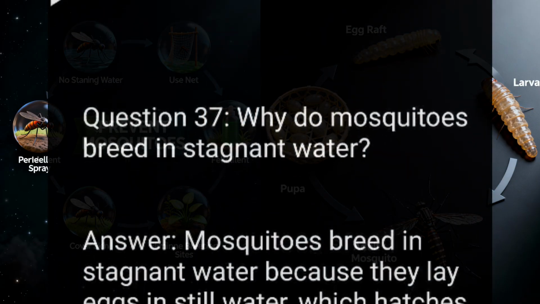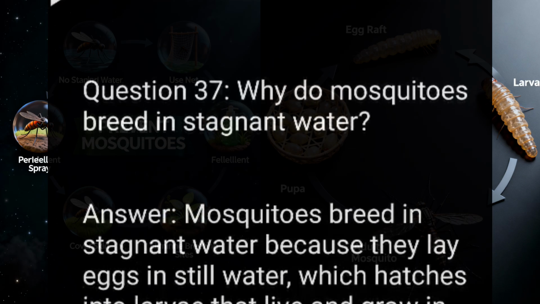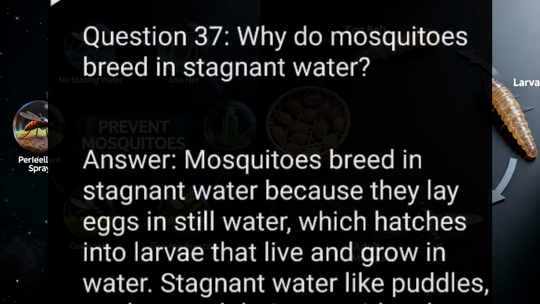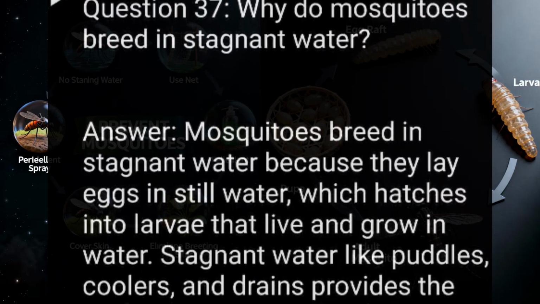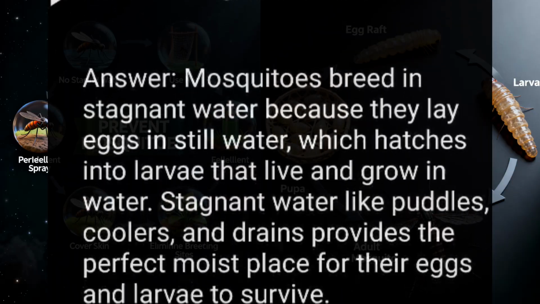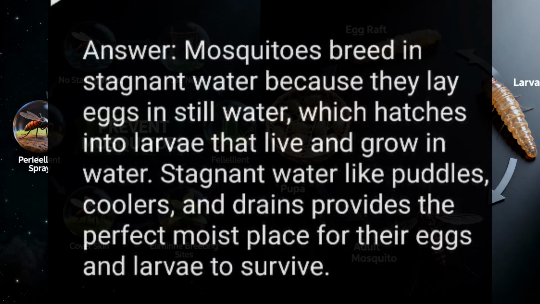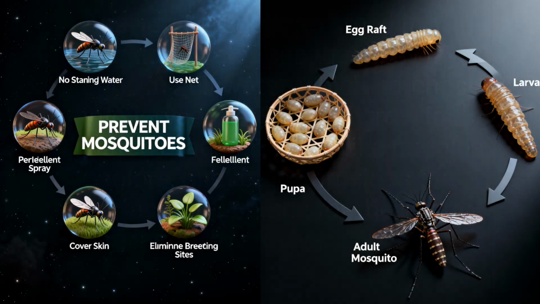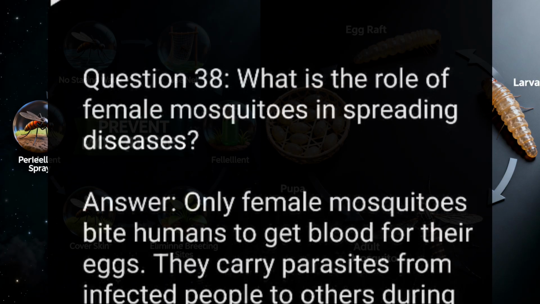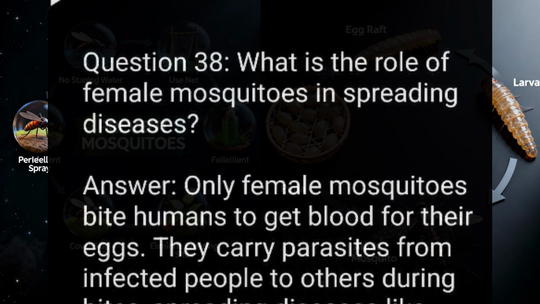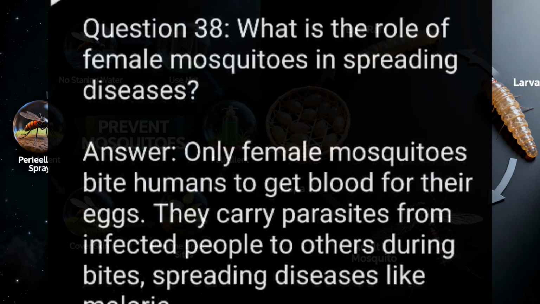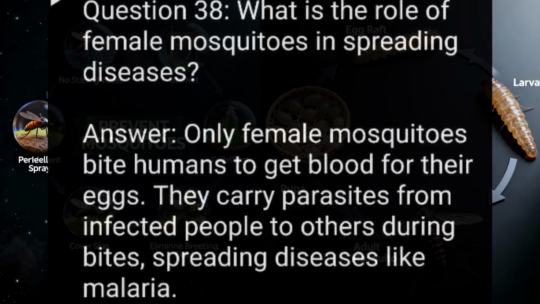Question 37. Why do mosquitoes breed in stagnant water? Answer. Mosquitoes breed in stagnant water because they lay eggs in still water, which hatch into larvae that live and grow in water. Stagnant water like puddles, coolers, and drains provides the perfect moist place for their eggs and larvae to survive. Question 38. What is the role of female mosquitoes in spreading diseases? Answer. Only female mosquitoes bite humans to get blood for their eggs. They carry parasites from infected people to others during bites, spreading diseases like malaria.